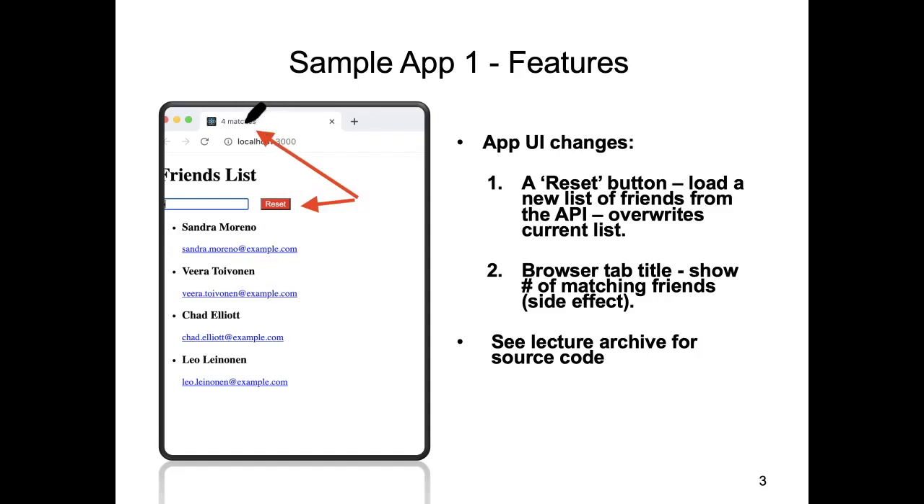And secondly, I've decided that in the browser tab, I want to write some information there. In particular, I want to write how many matching friends are being displayed. So as the user types something into the text box, as we know, my app is going to compute the list of matching friends, and whatever number there is in that list, I actually just want to write it into the browser tab. That's clearly going to be another side effect.